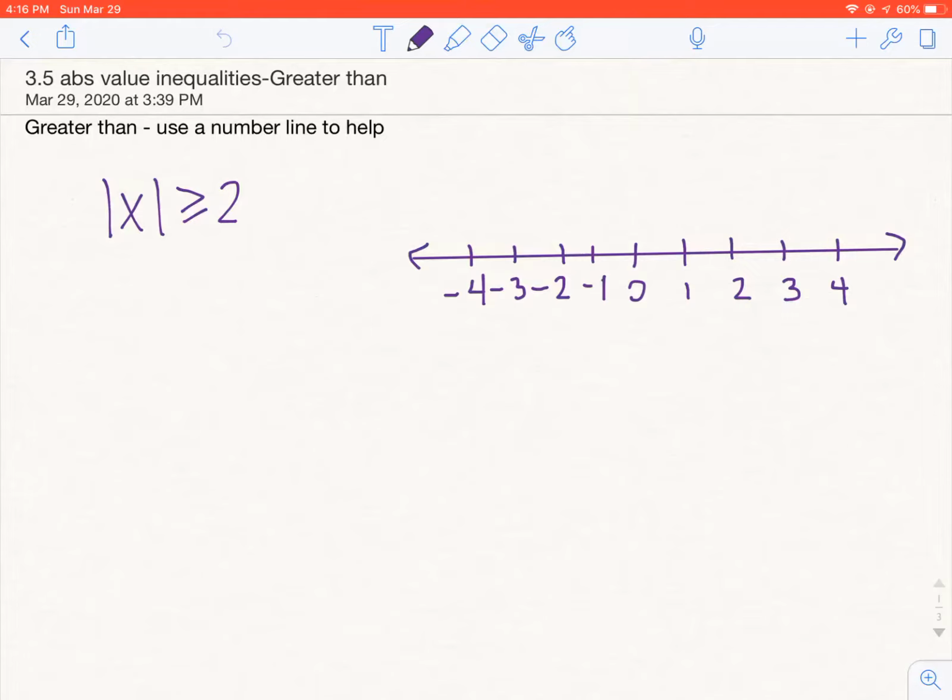This is the last video. We're doing absolute value inequalities, but now greater than.